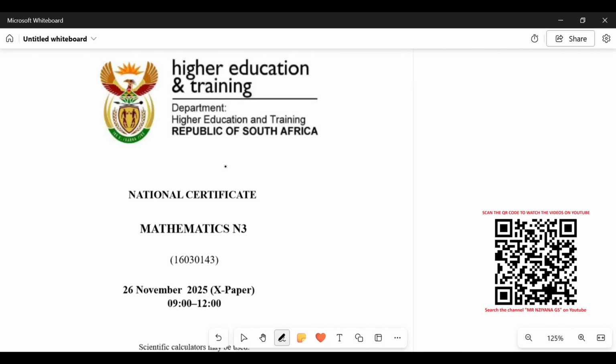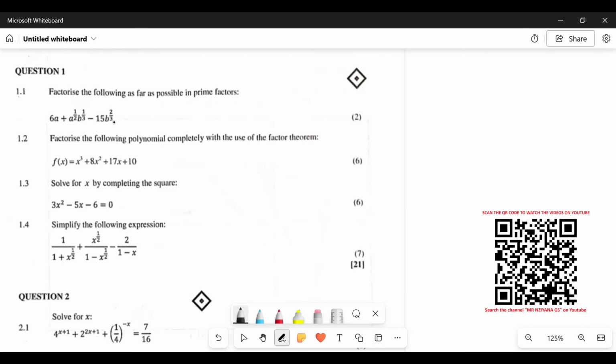So let's look at this question paper and then let's do question 1. Question 1 consists of 4 questions. This question 1 is mostly simplification and factorization. So I'm going to create space so that we are able to solve all these questions in question 1.